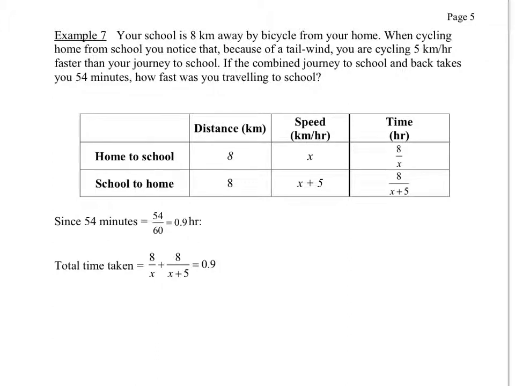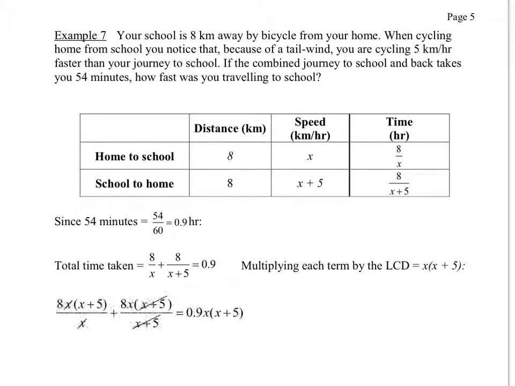To solve it, multiply through by the LCD. The LCD in this case is x times x plus 5. If you do that, what you should then end up with is something that looks like this. You'll see that the 8 over x, when multiplied by x times x plus 5, the x's are going to cancel out. Likewise, we have the x plus 5's cancelling out when we multiply this by x times x plus 5. And we have to remember that the 0.9 is also multiplied by x times x plus 5.